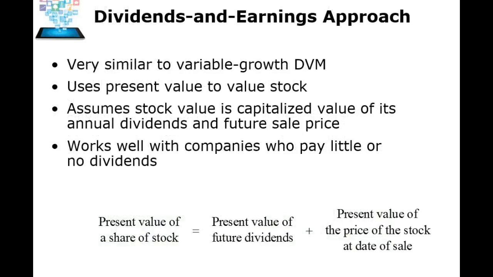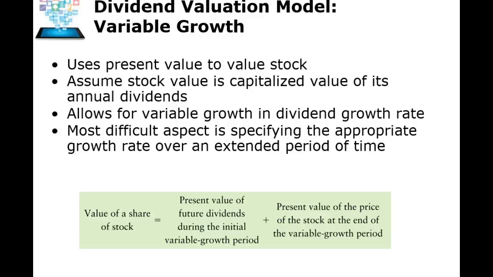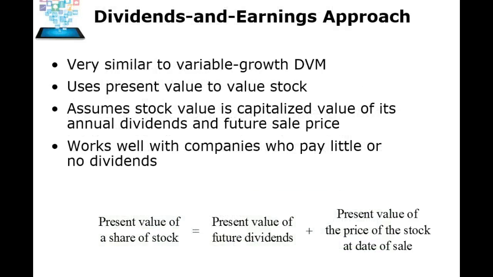Okay. Now a dividends and earnings approach would be finding the present value of the future dividends, say for 5 years, and then the present value of the price of the stock at the date that we're planning to sell it. So we would have to first give the future projected price of the stock, find the present value of it, and add it to the present value of the future dividend. So it's very similar to the dividend valuation model for variable growth, but here we're just applying it a little bit differently, where we're going to build the earnings into the stock price. And this approach is also not used that regularly.